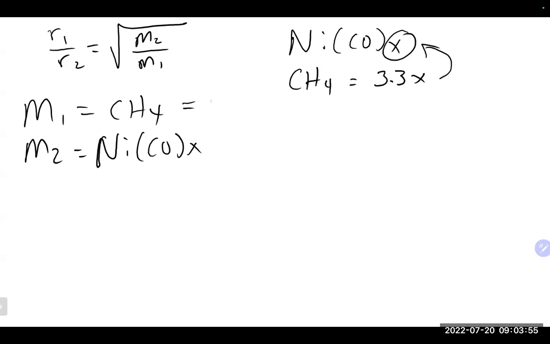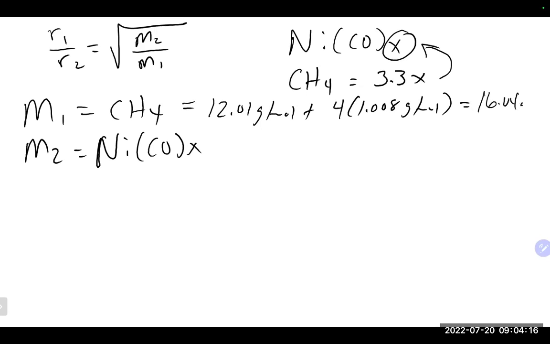So that would be 12.01 plus 4 times 1.008. And that would get us 16.04 grams per mole. This is actually what we're looking for, since we really don't know what X is at this point. We could use this formula to figure out the molar mass of this compound.